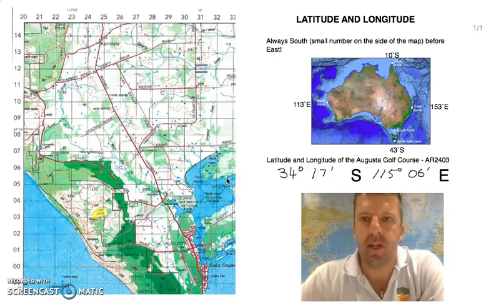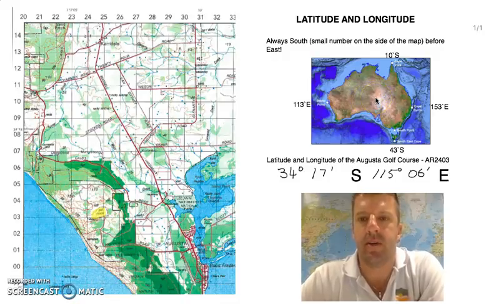Hey guys, let's review latitude and longitude on a topographic map. Before we have a look at the topographic map over here, let's just refresh on the latitude and longitude extremes of Australia. Now, you're only going to be using Australian maps, so when we're using latitude and longitude on topographic maps, it has to fall between these extremes.